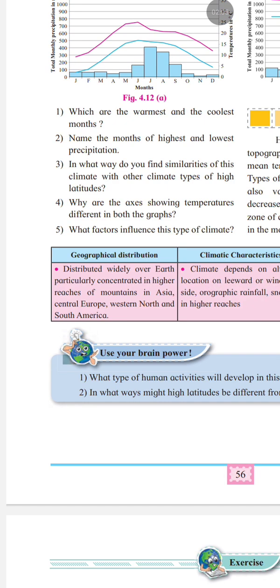So the temperature axes are different because Shimla and El Alto are at different altitudes. Shimla is about 2,276 meter above sea level, while El Alto is about 4,150 meter above sea level. So they have a sea level difference. Since temperature decreases with increasing altitude, El Alto has a lower temperature.